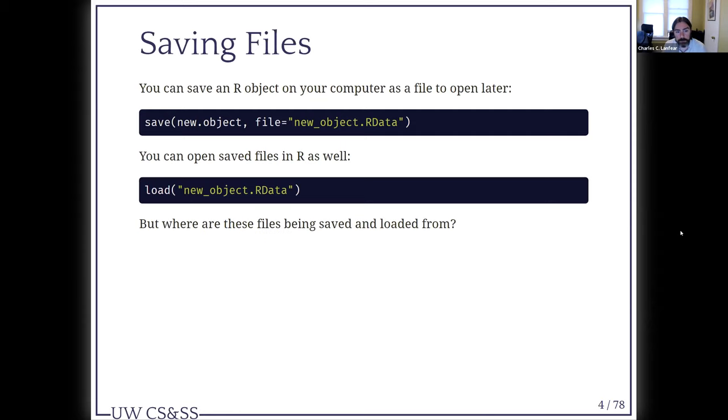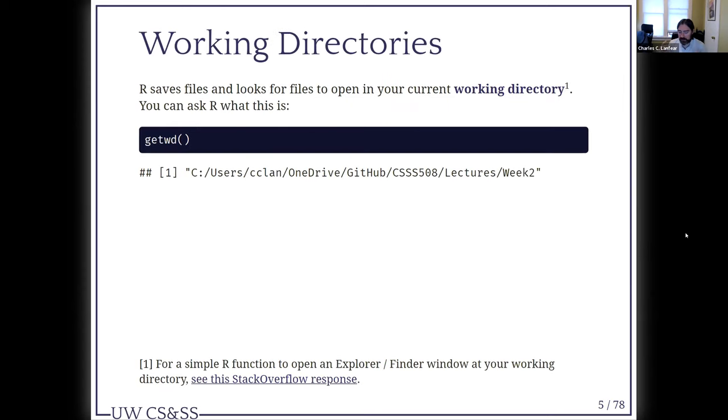Next. A logical question from this is, where are these files being saved to and loaded from if you type in a file name? So the answer to that is what is called the working directory on your computer. This is a common term across all sorts of things you'd be using on your computer. All software you're probably using, without you necessarily realizing it, has a current working directory. When you go to save a document in Word, it's going to pop open some default directory. That's its current working directory.